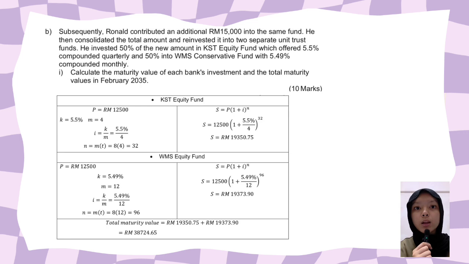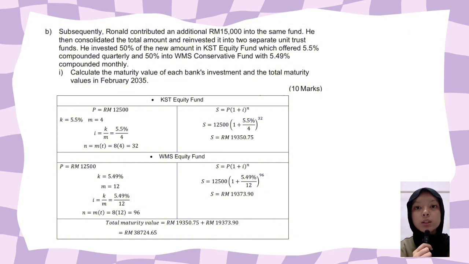Next, WMS conservative funds. Same principal, RM 12,500, and K is 5.49%. M is 12 because compounded monthly, and T is 12 years. So S equals 12,500 bracket 1 plus 5.49% over 12 close bracket power 69, which is 8 multiplied by 12. So the final answer is RM 90,373.90.